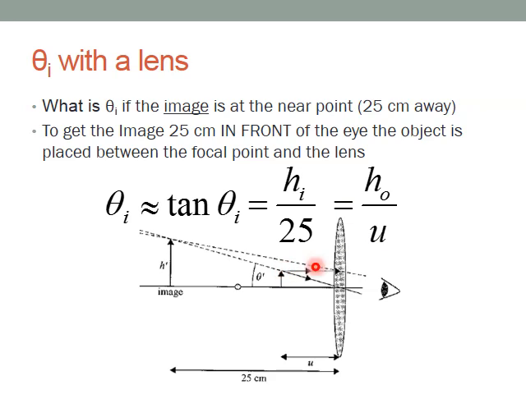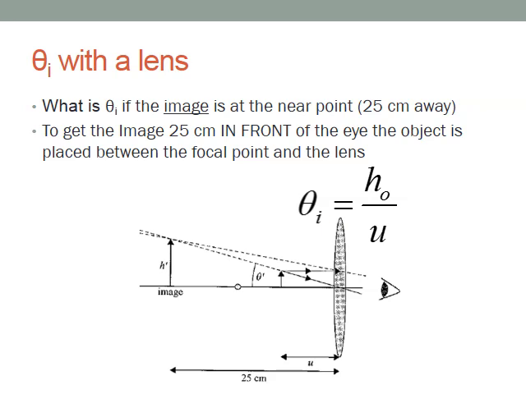This also equals ho over u. So this hi, the height of the image, divided by this distance, 25, also equals the height of the original object divided by u, the object distance. You can see that this line that goes to the object, which is really close to my eye, closer than 25, is the same line that goes to the image itself. So that's useful. We can then simplify and get rid of the middleman.